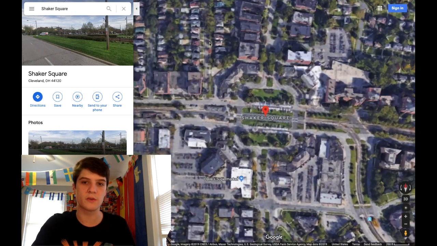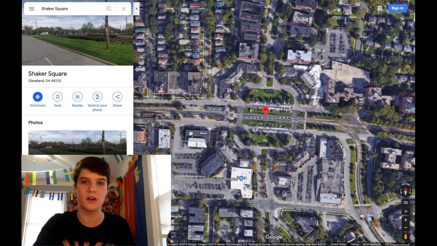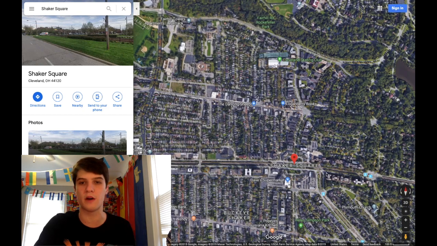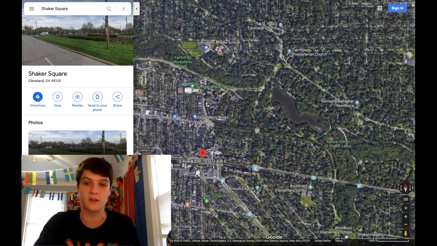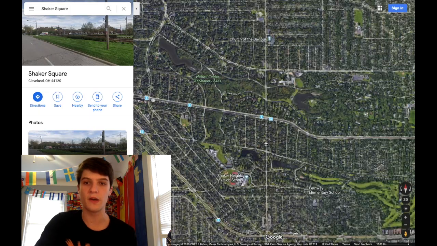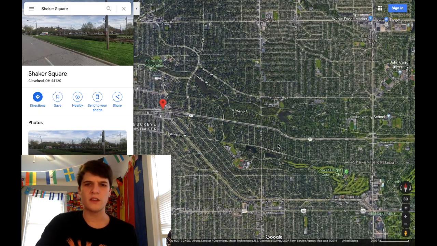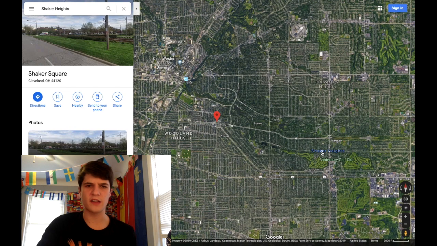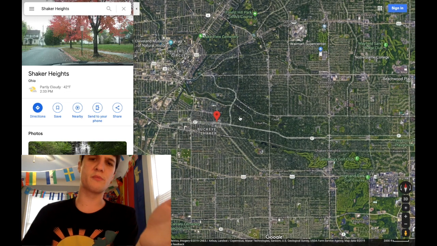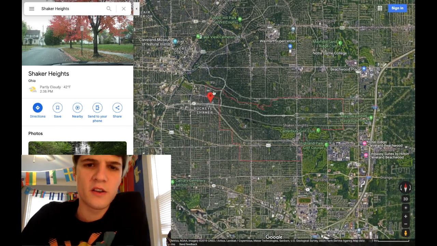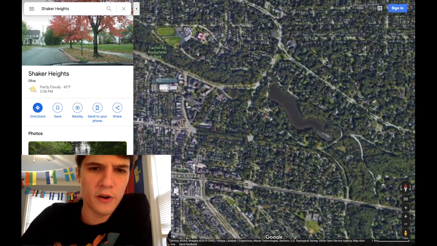So here's Shaker Square. There are stores all along here. It's a nice shopping center. I grew up a mile away, so I would always walk to Shaker Square for the farmers market. But yeah, if I could click on Shaker Heights again, so we see this weird protrusion in Shaker up here. You wonder why this is part of it.